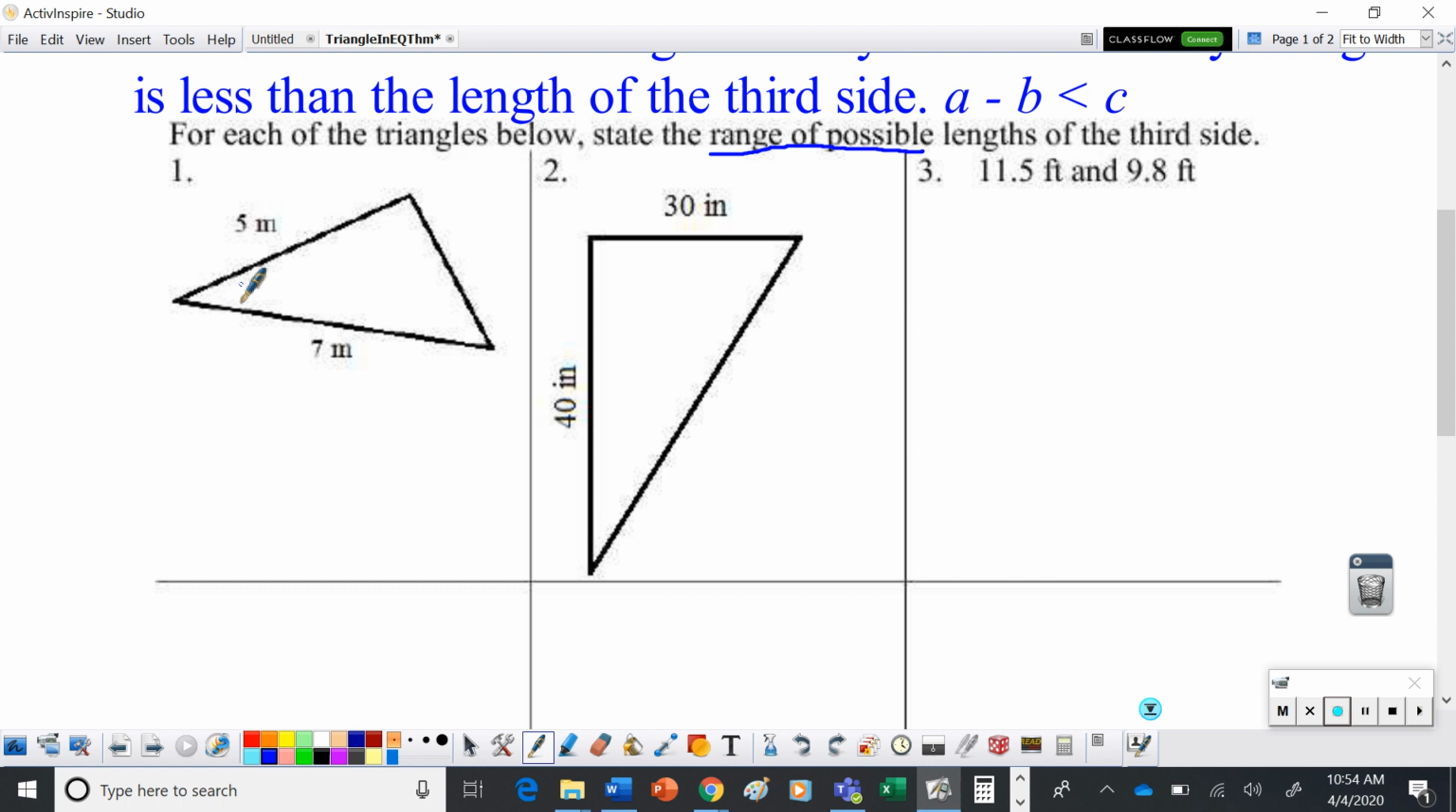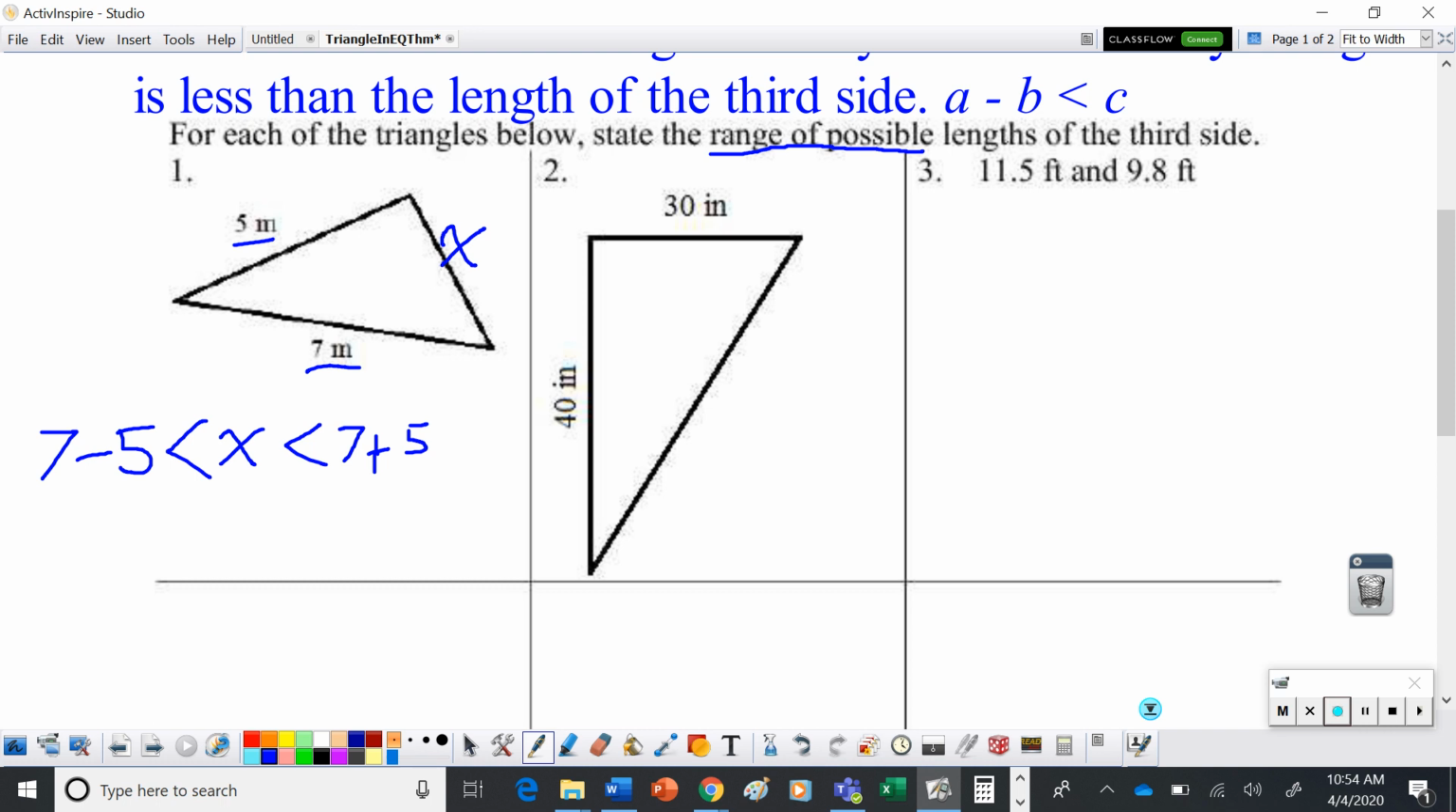Okay, I have sides 5 meters and 7 meters. Now I know this third side, I don't know what it's going to be exactly, so let's just call it x. That's an unknown value. But I know that if I take these two sides, 5 meters and 7 meters, and I add them together, so let's do 7 plus 5, I know that has to be greater than that other side, x. And we also know that if I take those two sides and I subtract them, so 7 minus 5, I know that has to be less than that third side, x.